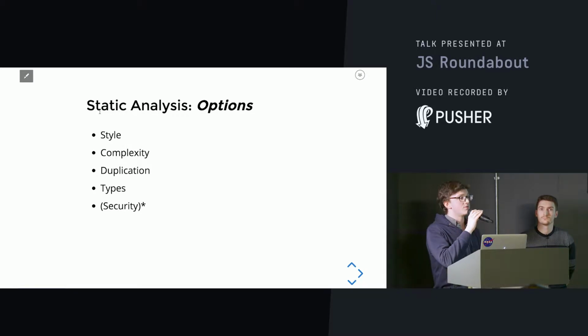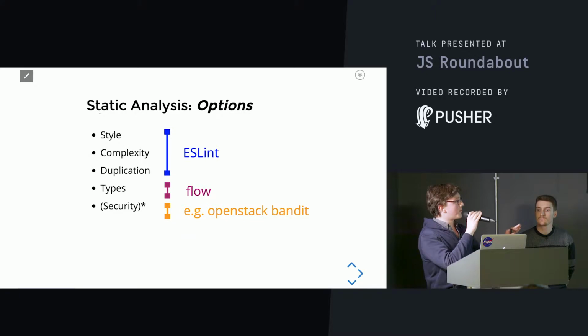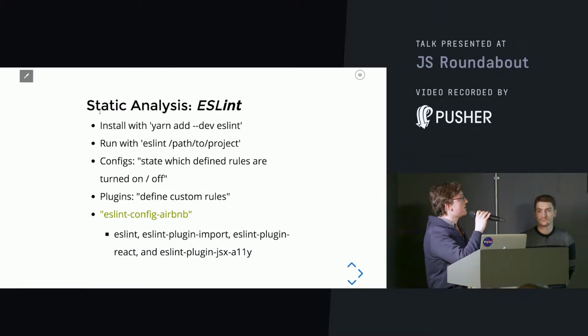There aren't actually any good ones for React yet, but for the back end, OpenStack Bandit is good for Python. And then for the style, complexity and duplication, ESLint is a standard with different plugins and packages. And for types, Flow is a tool we found most useful for React.